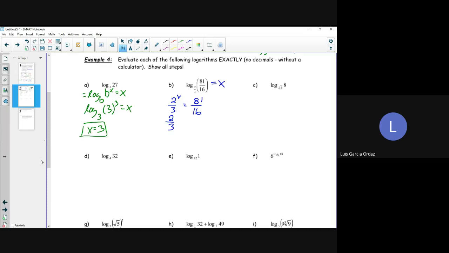So we have 2 over 3 to the x is equal to 3 over 2 to the power of 4. So 3 to the power of 4 gives us 81, and 2 to the power of 4 gives us 16. So how can we manipulate the right side so that it can give us a base of 2 over 3? What would we have to do with the exponent? Make it negative. So we get 2 over 3 to the x is equal to 2 over 3 to the power of negative 4, which means x is equal to negative 4.